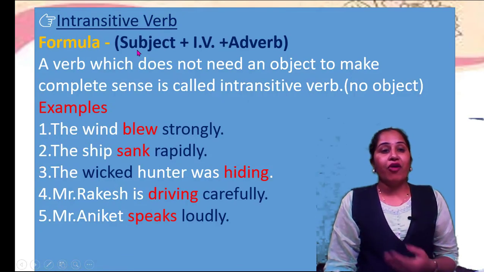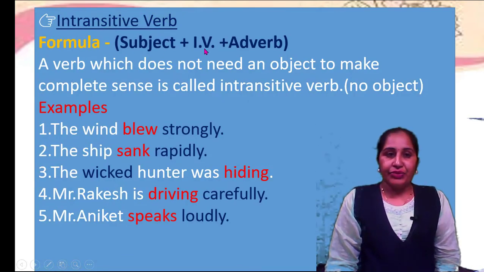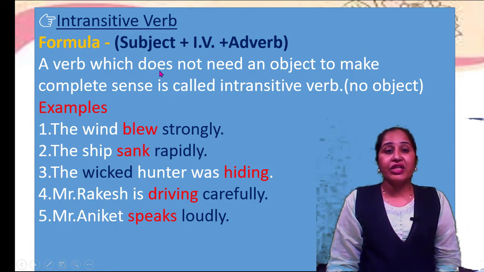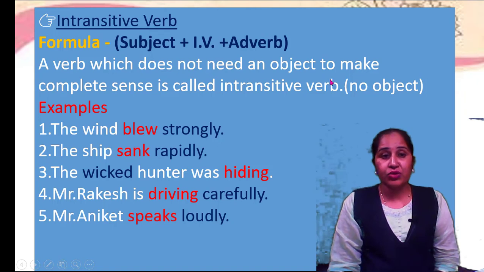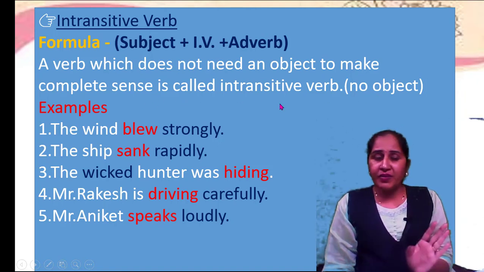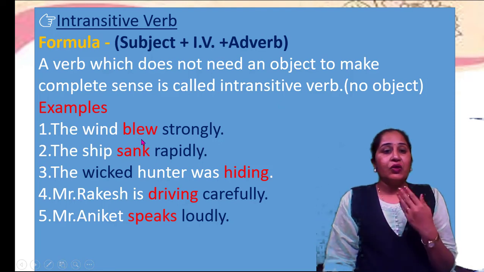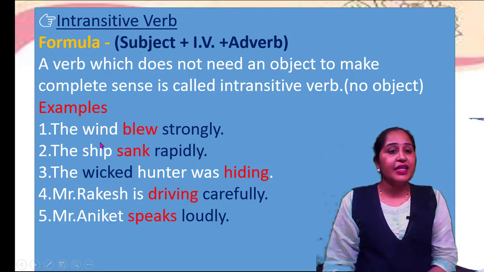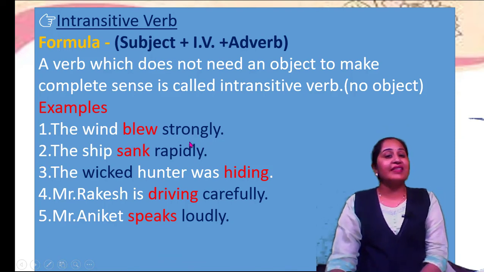Intransitive verb formula. Subject plus intransitive verb plus adverb. A verb which does not need an object to make complete sense is called an intransitive verb. There is no object in the sentence. So, the wind blew strongly. The wind is here the subject. Blew is here the intransitive verb and strongly is here the adverb.